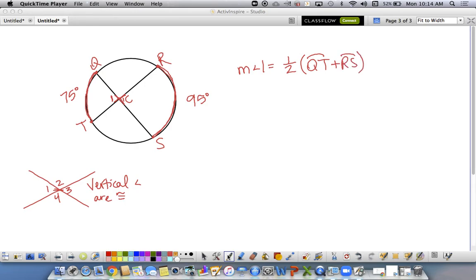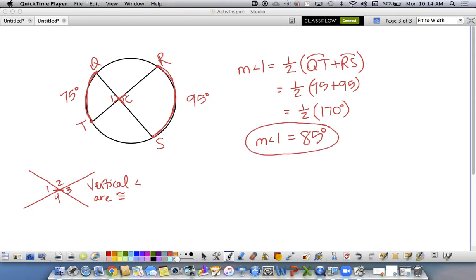Okay? We're simply going to average. We're going to add them together, so 75 plus 95. And then I'm going to take half of that. So I'm pretty sure this is 170. Not the prettiest number I've ever made up. So what is half of 170? 85? Is that right? I think. So the measure of angle 1 would simply be 85 degrees, of course.